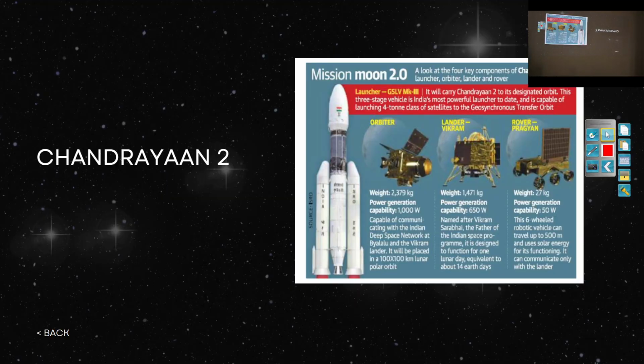Chandrayaan 2. So this was launched in the year 2019. This had 3 modules: orbiter, lander and a rover. First it would orbit around the moon for a few days, and then softly land on the moon using a lander. Then the rover would come out of the lander and explore the moon's surface and send data from there to the earth. But while landing, it crashed due to some error in 2019, and this mission was not successful.